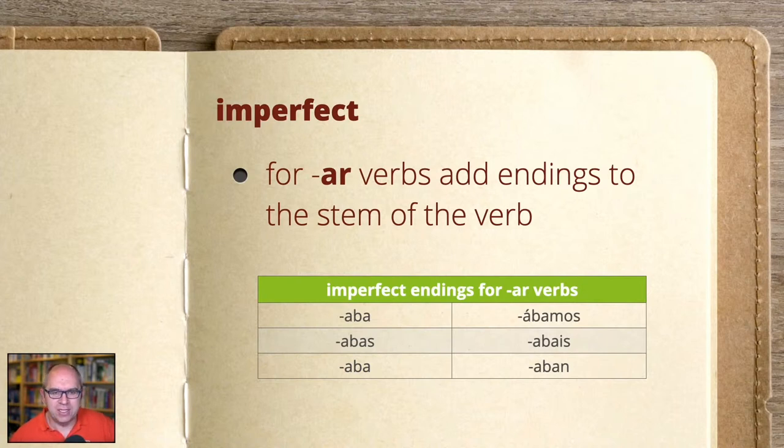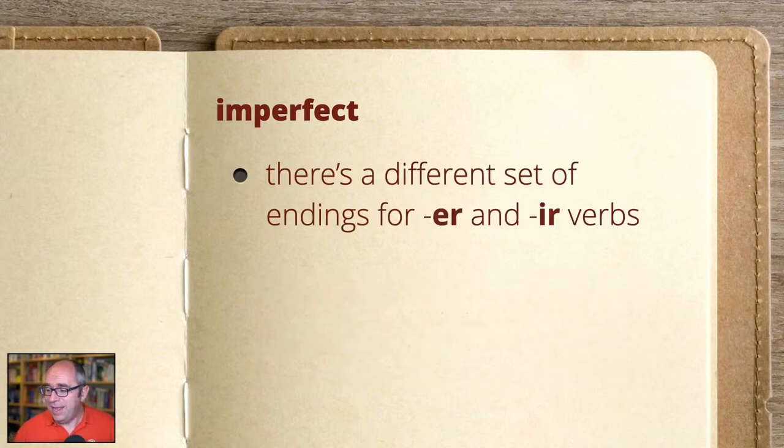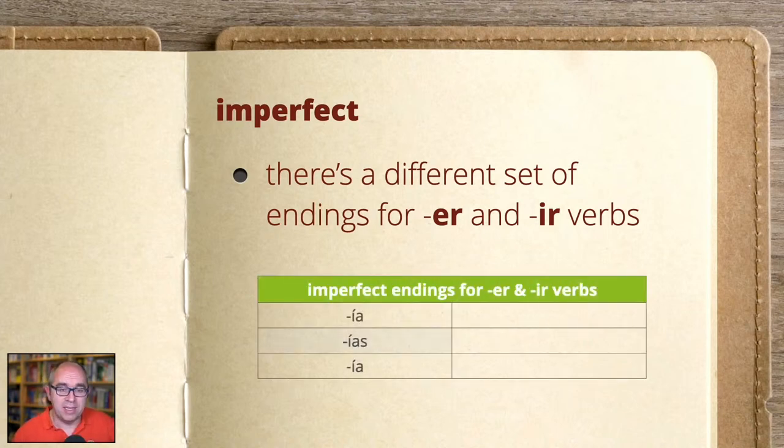We add those endings to the stem of the verb. Now, first bit of good news. In fact, we've already had that first bit of good news. Verbs are pretty regular in the imperfect. Second bit of good news. Our verbs in ER and IR both work the same. So there's a different set of endings for ER and IR verbs from the AR verbs, but they're both the same. So let's take these endings and look at them. They're a little bit different. ía, ías, ía, íamos, íais, ían. So here we've got ER and IR verbs.